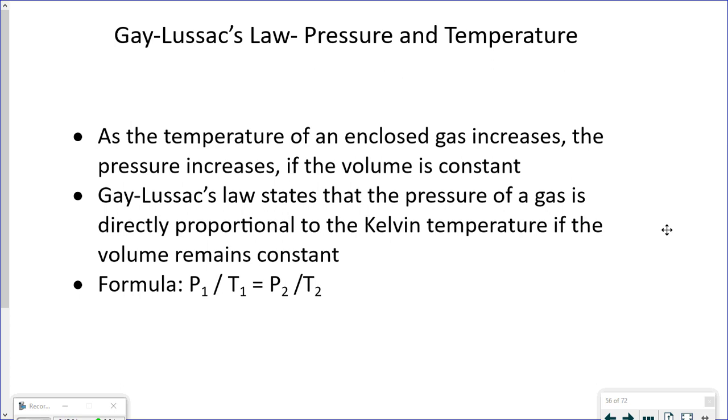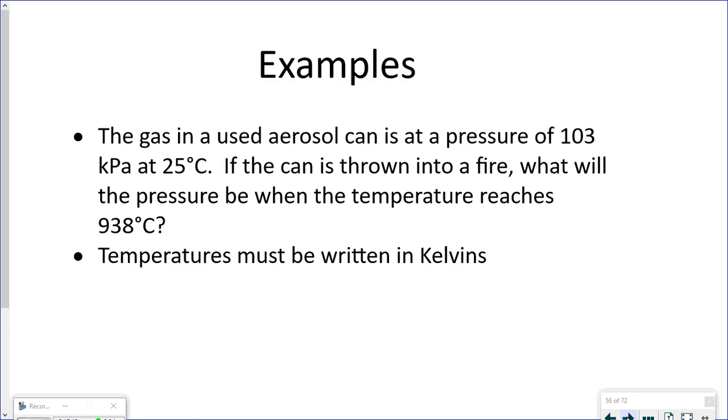And the formula for Gay-Lussac's law is your initial pressure divided by your Kelvin temperature is equal to the final pressure divided by the final temperature in Kelvin. So let's look at how these are going to appear. And I'll write our formula up above. We have P over T equals P over T.